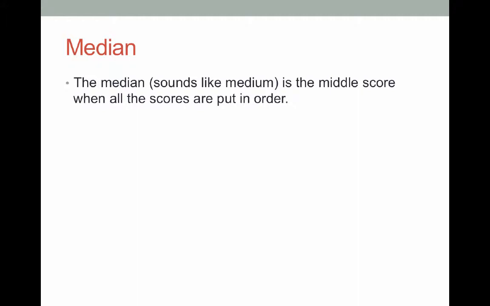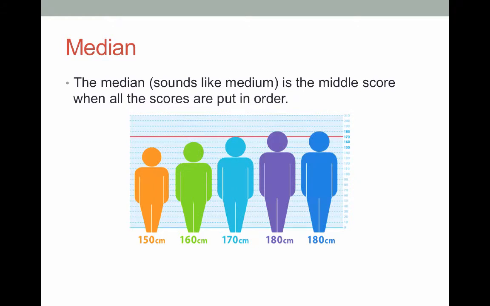The median, which sounds like the word medium, is the middle score when all the scores are put in order. Let's take, for example, 5 heights of people. It might be easy to see which one is the middle score because they are ordered from smallest to biggest, and there's only 5 of them, so we can see that the median for this set of data would be 170 centimeters.